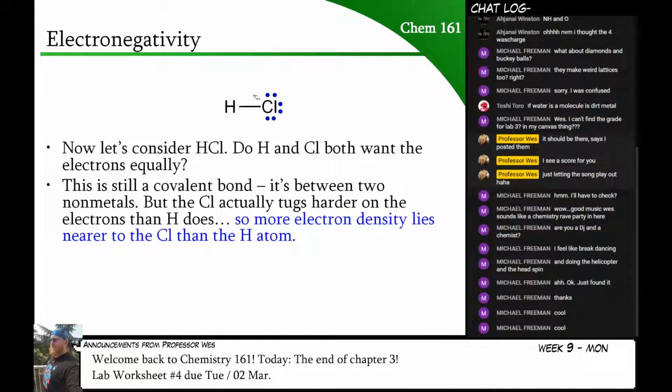So if I was to draw just a generic blob diagram, something like this, if I were to just draw, okay, this is the region where my electrons live, I would say, oh, most of my electrons are on this side of the molecule, and they're not over here as much. They're mostly over here.